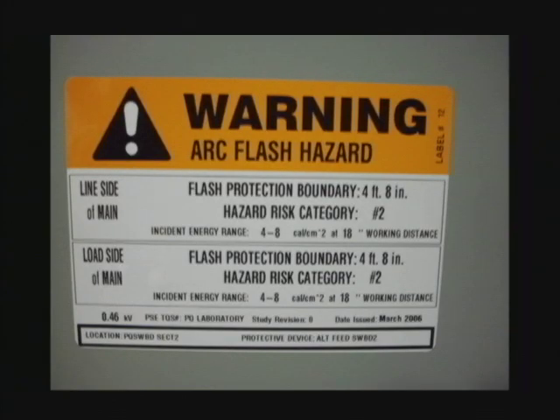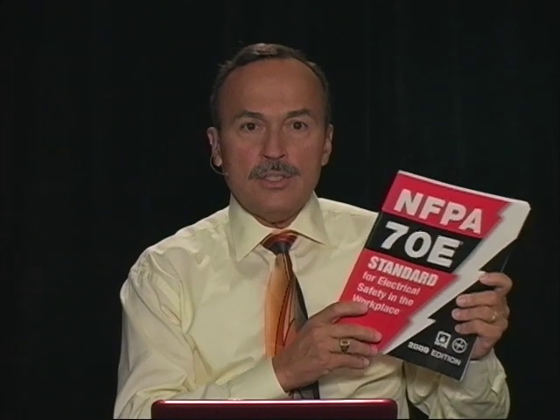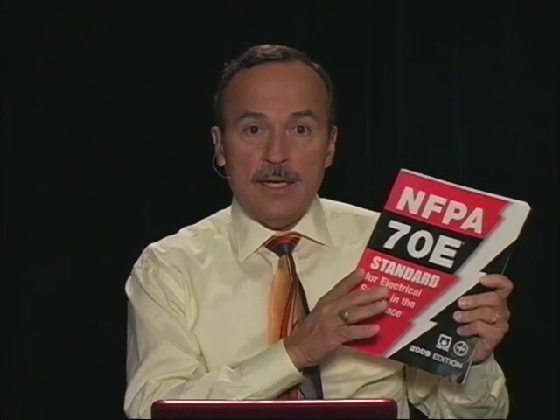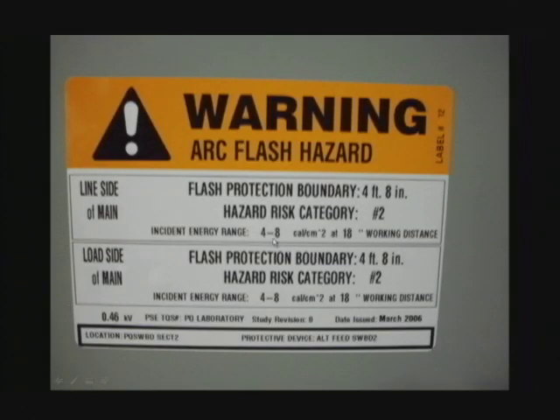This would be an example of a label that probably would be generated by using the calculations or the requirements in 70E, giving information to the person working on that, such as line side of the main, load side of the main, the flash protection boundary, the hazard risk category, the incident energy, the calories per centimeter squared at 18 inches. That's your calories. Then, of course, it goes to the load side as well. And I'm not sure, that's a KVA.